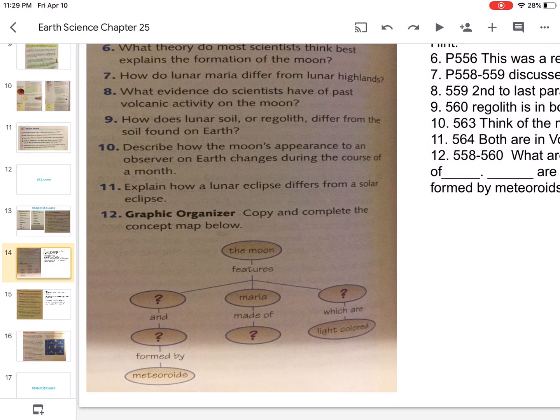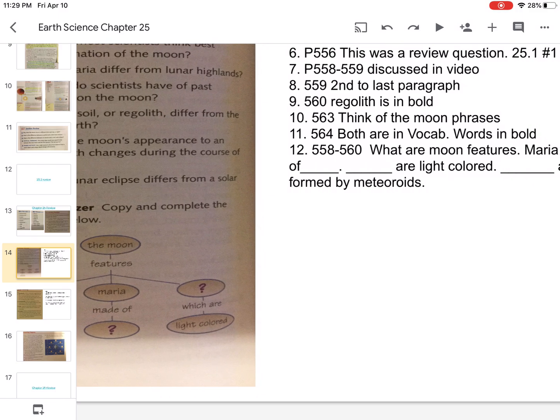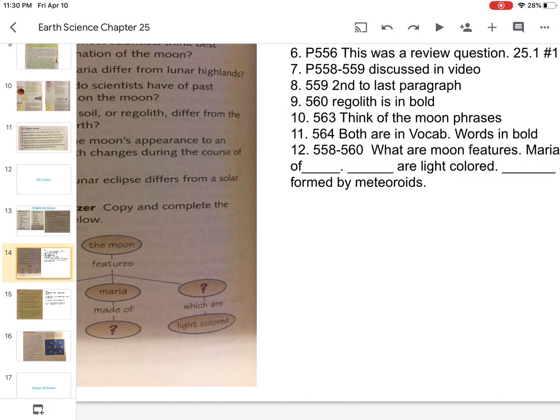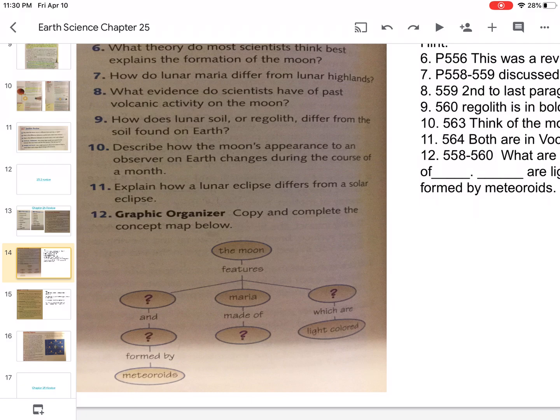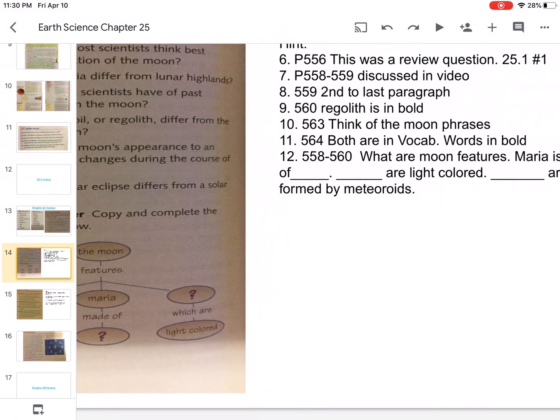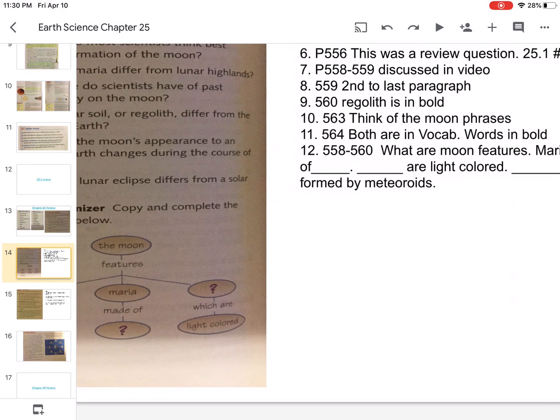Number 10, describe how the moon's appearance to an observer on Earth changes during the course of a month. Page 563, think of the moon phases. How does it look different throughout the month? Number 11, explain how a lunar eclipse differs from a solar eclipse. Again, you can look at that picture and it will tell you. They're both vocabulary words and they're in bold. It's on page 564.